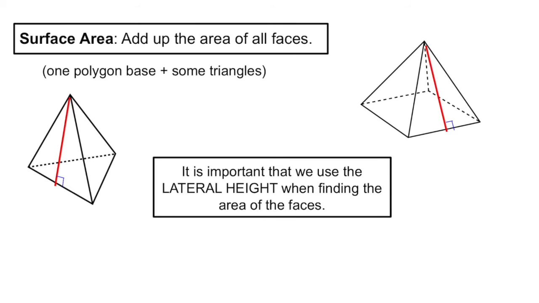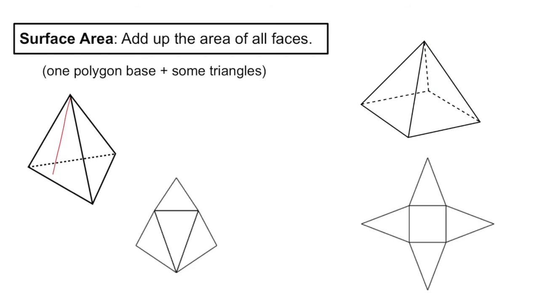Similar to a cone, it's important that we use the lateral height or slant height when we're finding the area of the faces. So here's an example of where the slant height is when you pull these shapes apart when we're looking at the nets of these shapes. These are the lateral heights.